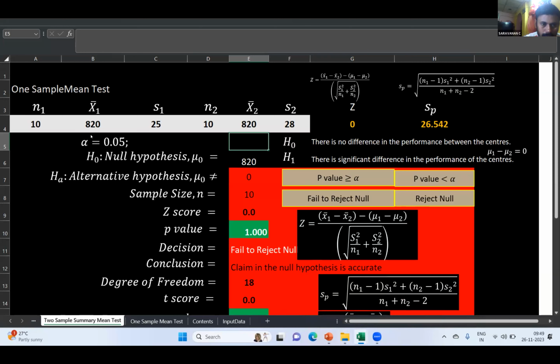People want 95% confidence always, but in some cases they want 99% confidence. So you'll have to put 99% or 99.5%.